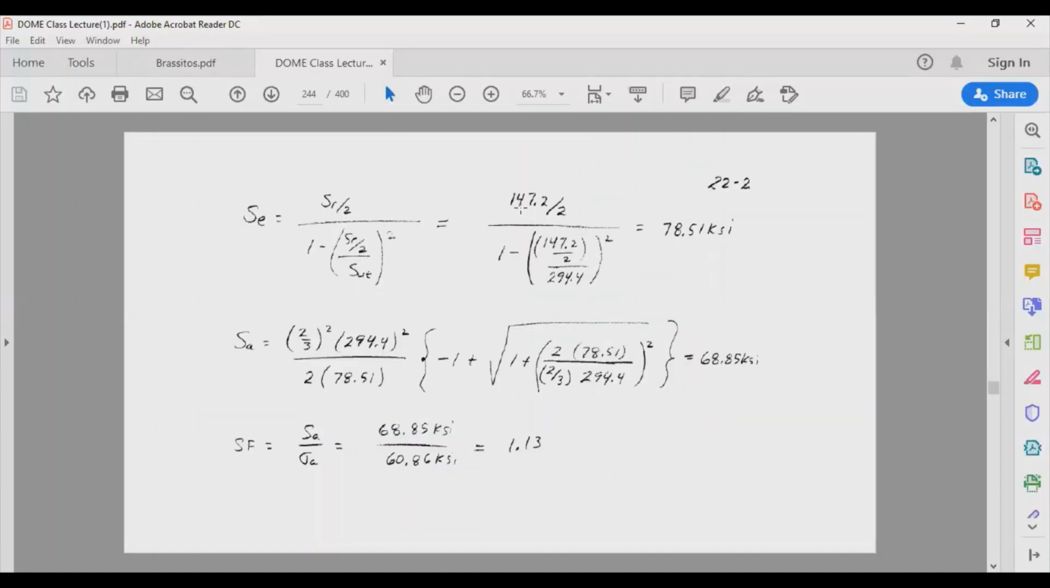So SE is going to be equal to SUT over 2, which was 294.4 divided by 2, which is 147.2. And then replacing that in this equation, you're going to end up with SE. Your endurance limit would be 78.5 KSI. Now just replace whatever we had for SA, and then you got it here, and your safety factor is going to be equal to SA over sigma.